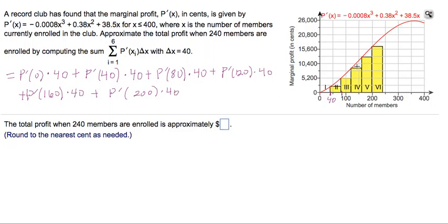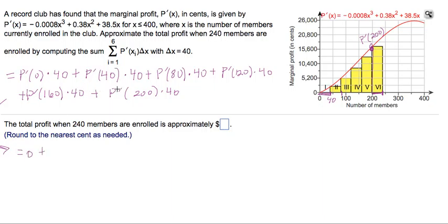Now we do not do a P prime of 240, even though that's where we end, because the last rectangle goes from 200 to 240. That's where the width of it is, and the height is taken right here at P prime of 200. So even though we're approximating the area out to 240, the height of the last rectangle is P prime of 200. Then we just compute this number out. P prime of 0 is 0. There is no rectangle there, but it still counts as 1.